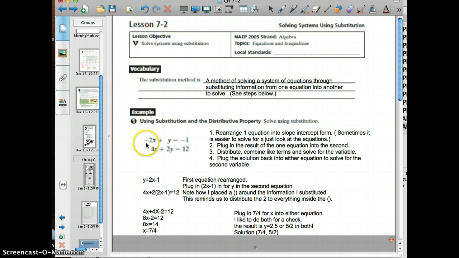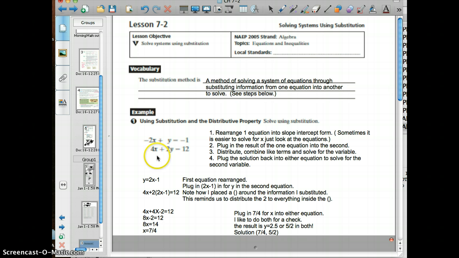Okay, and so we get negative 2 times 7/4. That gives me negative 14 halves. Or I'm sorry, negative 14 fourths, which is negative 7 halves, plus y equals negative 1. Well, then if we add 7 halves to both sides, we end up getting y equals 2.5, or 5 halves.